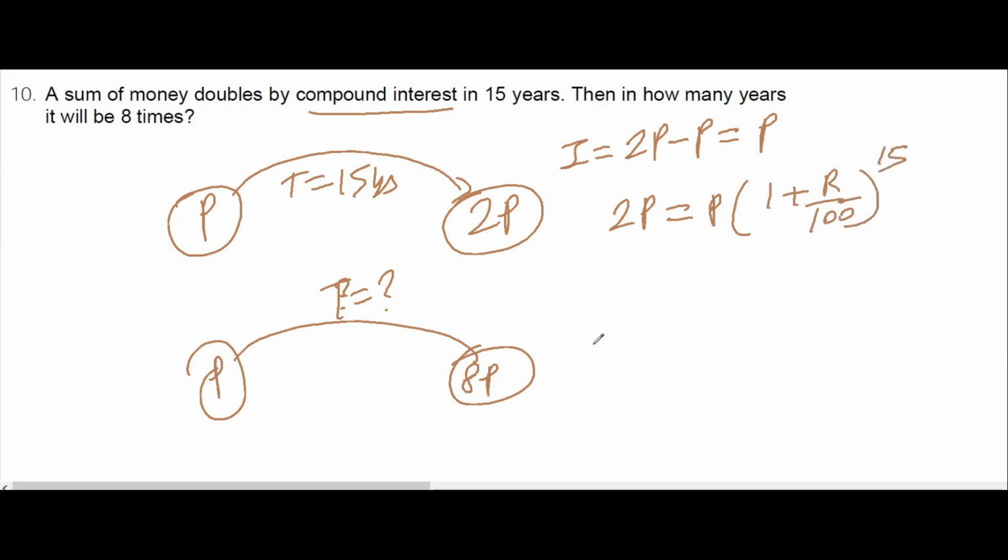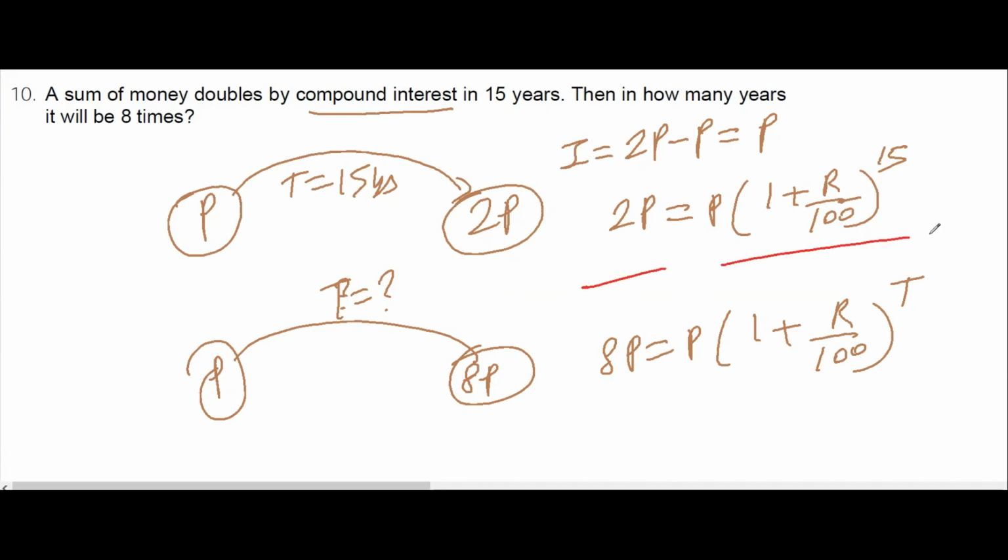T is 15. Similarly, over here, the amount is 8P. 8P is equal to P times 1 plus R upon 100, whole to the power of T. I need to find T here. So this is my equation 1, and you can consider this as your equation 2. Now you just divide equation 1 by equation 2 and you will get the value of T. I'm not doing this, you can do it.